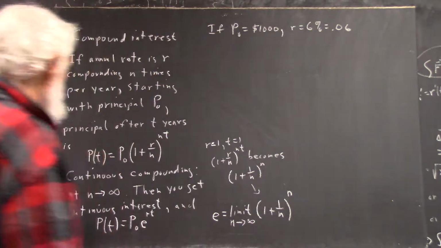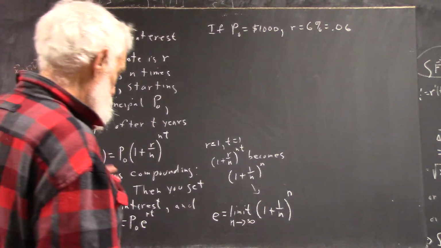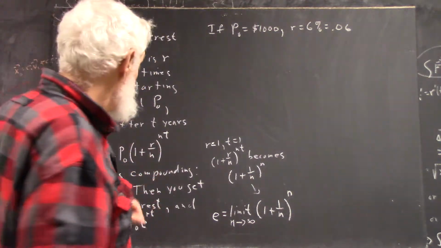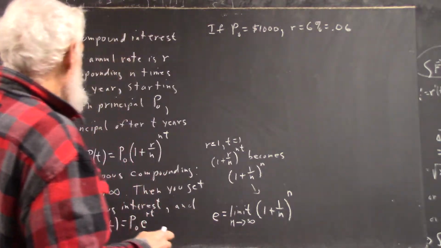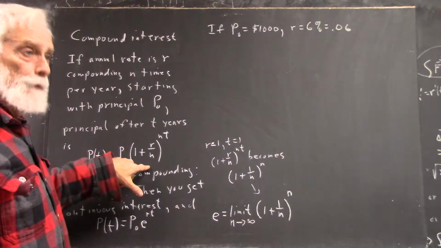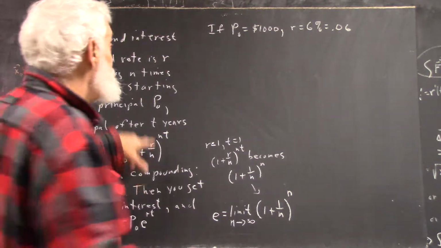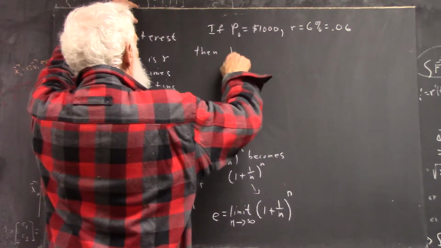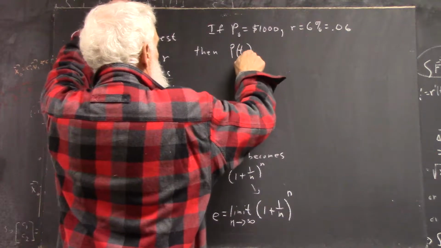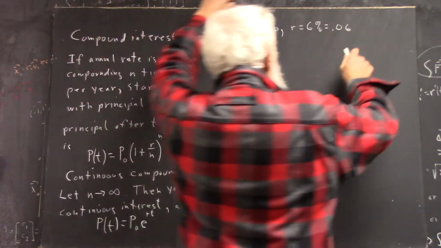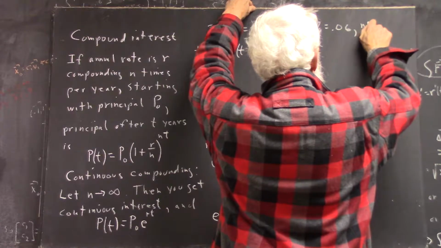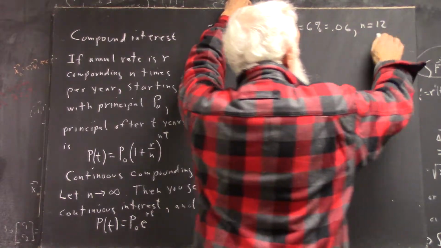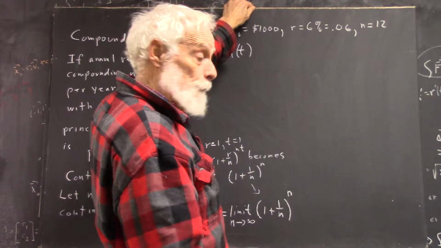Now, there's a connection that I usually go to in detail, but we're not going to have time, and I want to give you a picture. But the result of that is this formula, and if we just use this formula, and let's say n equals 12, you're compounding monthly.